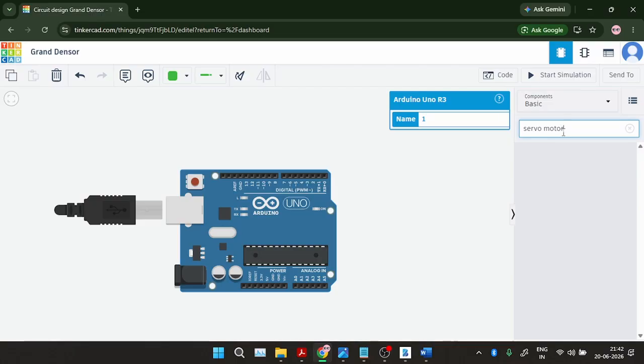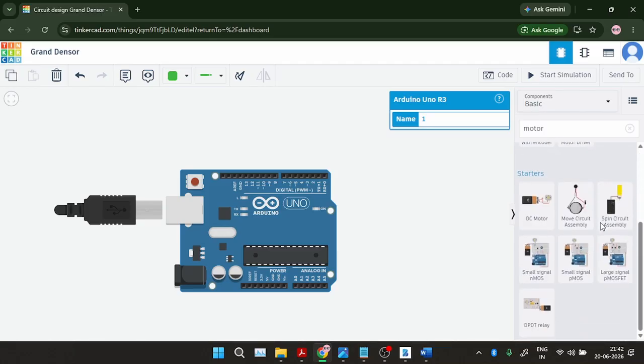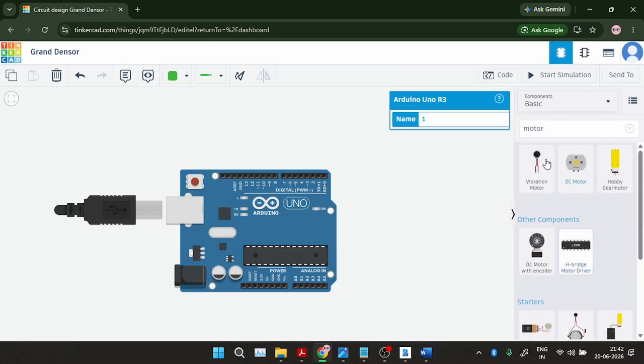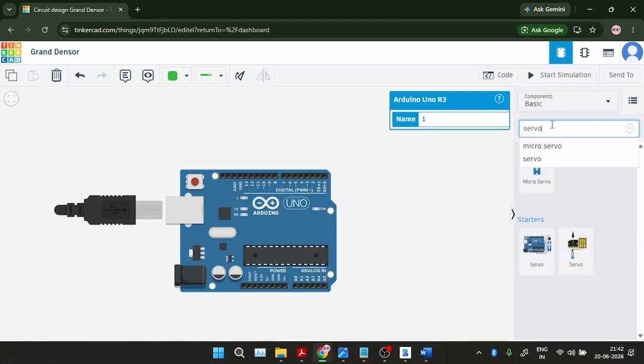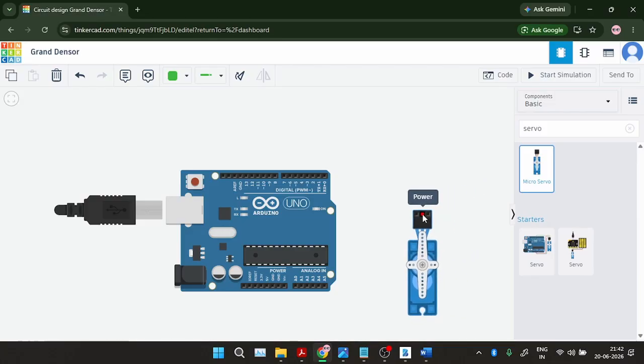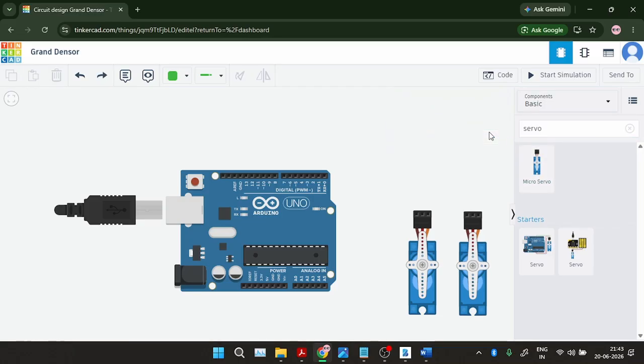Servo motor. Yeah, micro servo. So that's micro servo, and I need another servo motor like this. Okay, I need an ultrasonic sensor. Oh, I missed the R.